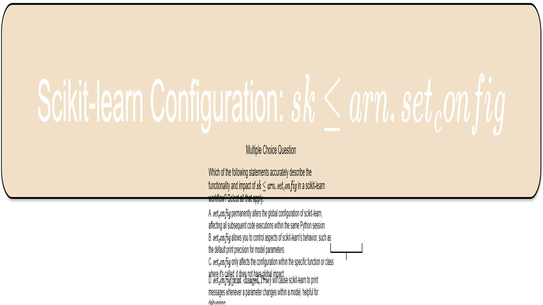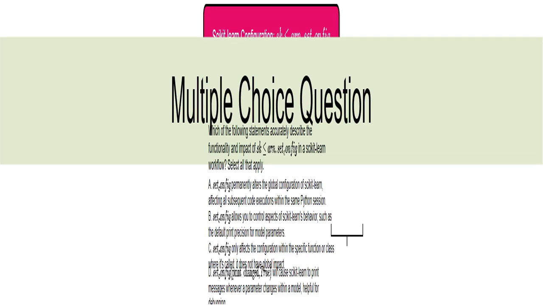Think of sklearn.set_config as the control panel for how scikit-learn behaves. It lets you tweak various settings. This line indicates that the following question will be a multiple-choice question, meaning you'll need to choose one or more options from the list provided. Get ready to put your scikit-learn knowledge to the test.